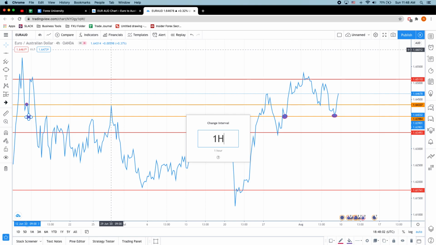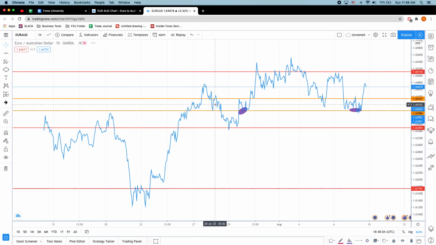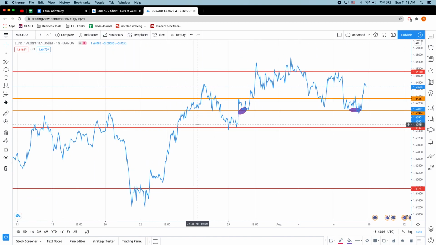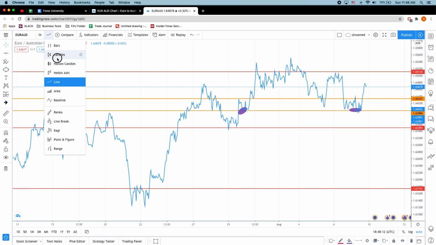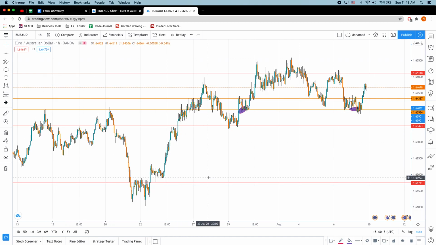When I go to the 1 hour, this is kind of when I look at entries and everything. So I see a break and retest already, just kind of eyeballing this. But for anybody that doesn't really know what a break and retest is, I'll show you because that's how I trade. That's how I look for opportunities within the trend.